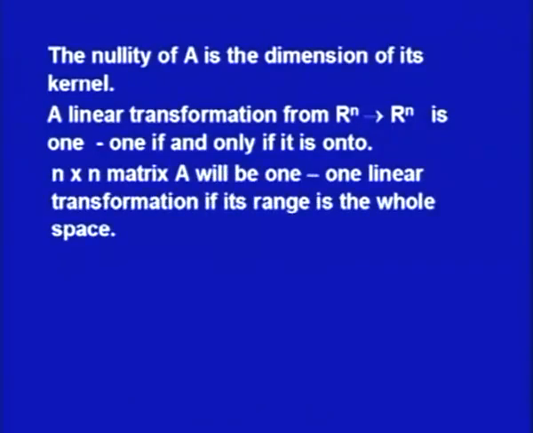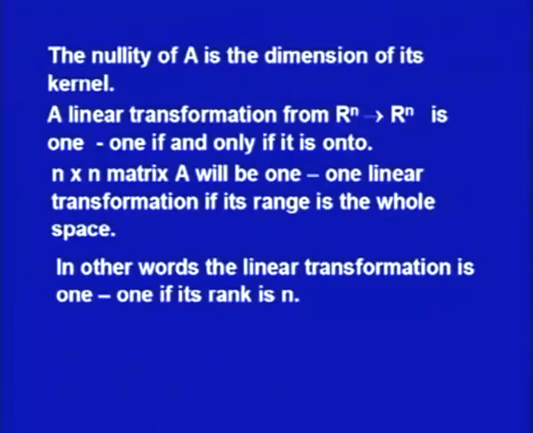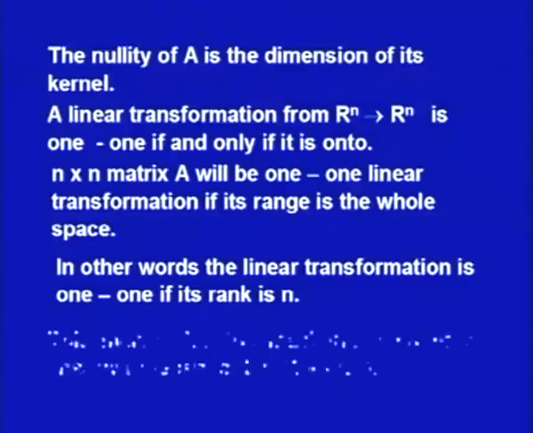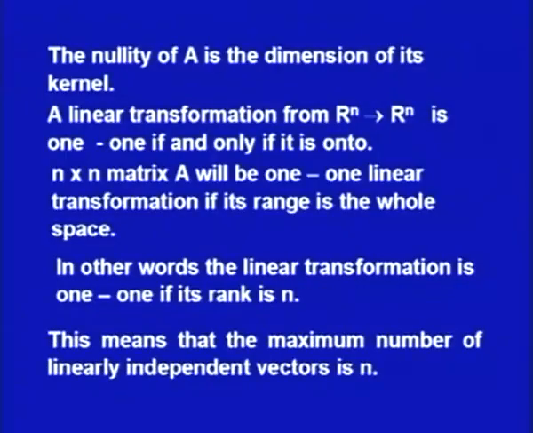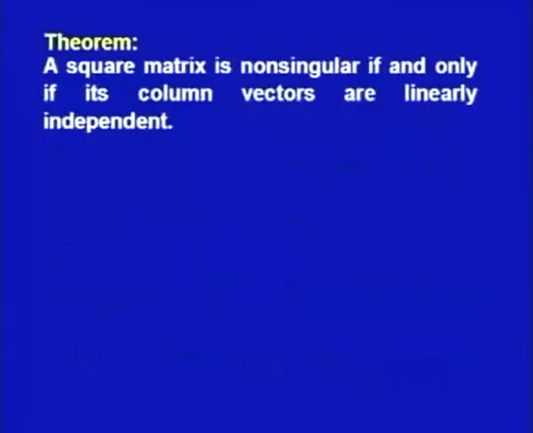An n by n matrix A will be a 1 to 1 linear transformation if its range is the whole space. In other words, the linear transformation is onto if its rank is n. And this means that the maximum number of linearly independent vectors is n. And accordingly, a square matrix is non-singular if and only if its column vectors are linearly independent.